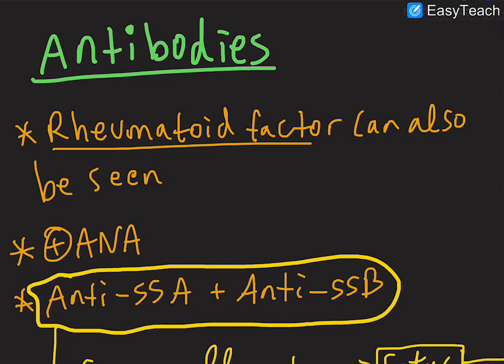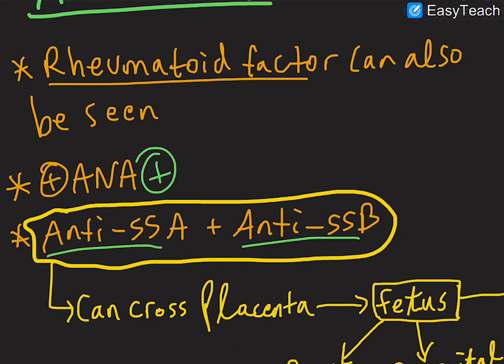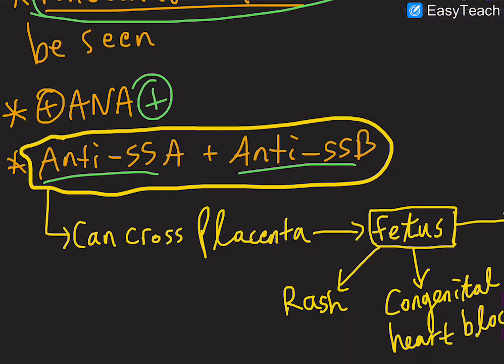So what are the main antibodies that we see then? We see ANA, we see anti-SSA, anti-SSB. And then another antibody to be familiar with is rheumatoid factor. Now rheumatoid factor can also be seen in rheumatoid arthritis, but it turns out rheumatoid factor can also be seen just in Sjogren syndrome, even though the patient doesn't have rheumatoid arthritis. So these are the main antibodies to know.